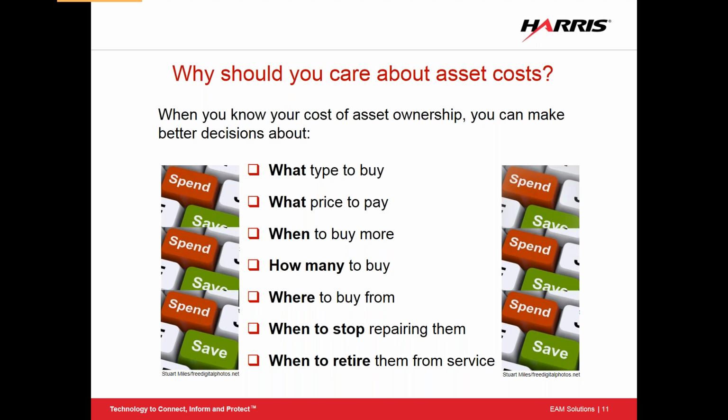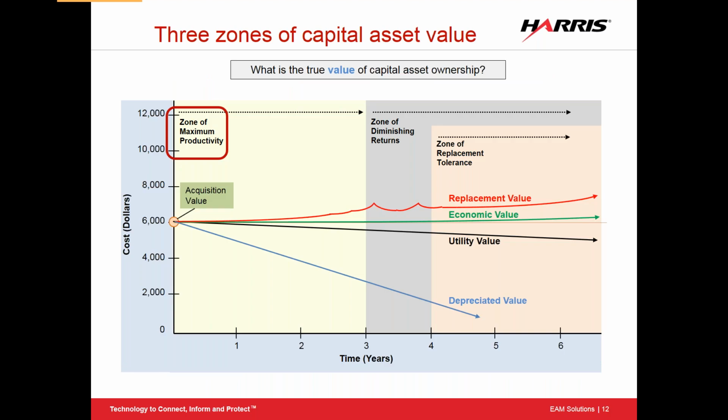Okay, let's look at something called value now. We looked at that chart that talked about cost and the life cycle cost. Now there's what I call 3 zones of an asset's life cycle. The first zone has to do with maximum productivity. And think of it this way: you buy a new car, right? You drive it off the lot. It's great. You love that new smell, right? The new car smell. And it's going to last for a while, but there comes a point when you don't have that new car smell anymore.